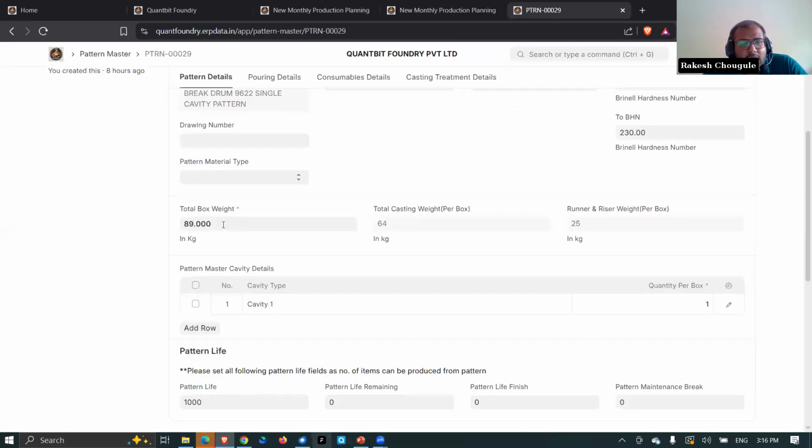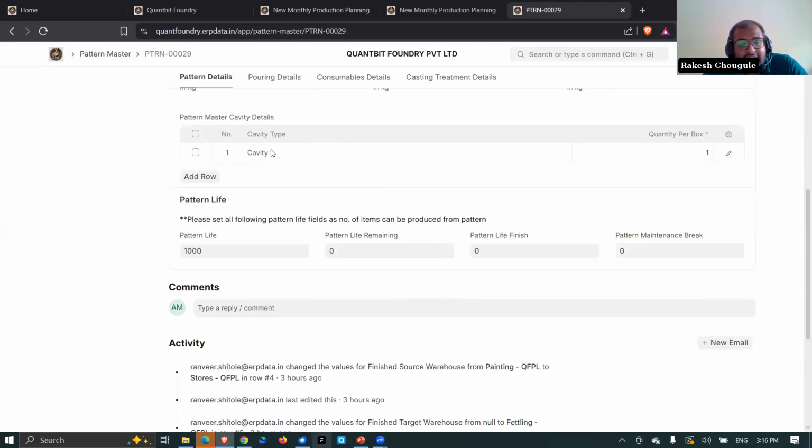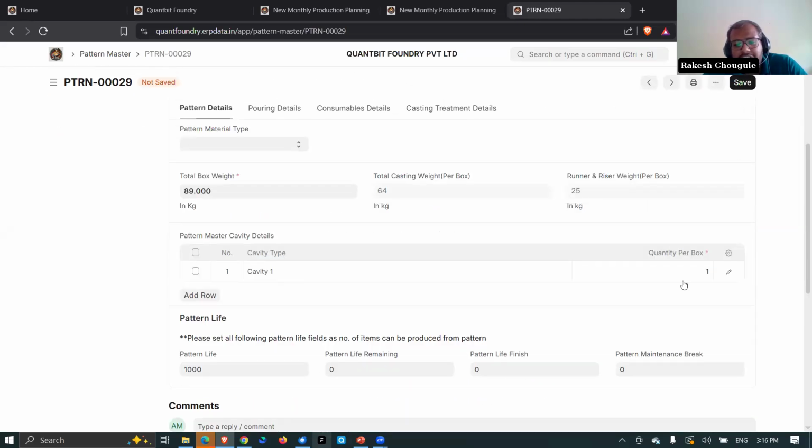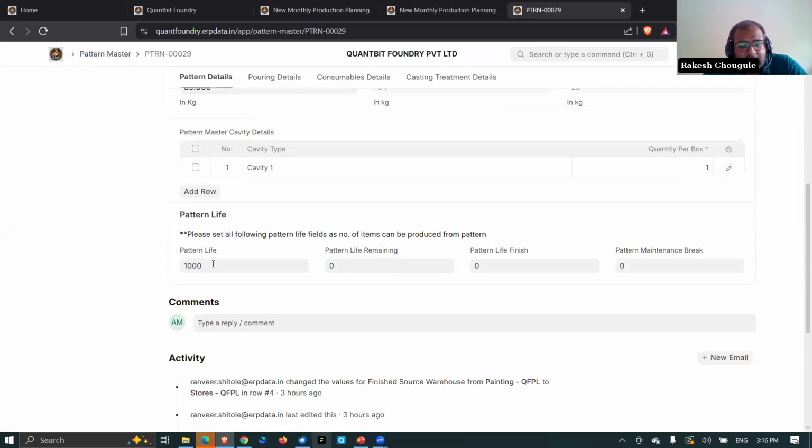Then there will be the total weight of the molding box, the total box weight. After that, there will be a cavity type. We will define the cavity type and the number of quantity produced by each box. Then there is a pattern life. Pattern life is automatically reduced by the number of castings produced from this particular pattern ID.